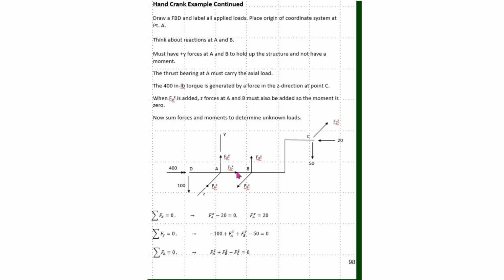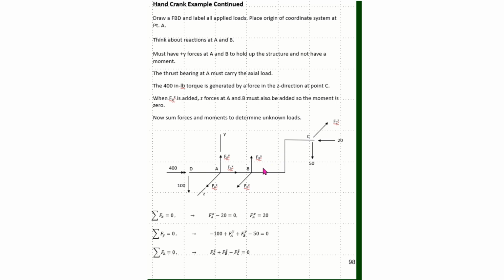So coming to this next page, here's my free body diagram of my mechanism. Point D is the end where the disc lifts the weight. Point A is bearing A, B is bearing B, and C up here is where external loads are applied to the handle.